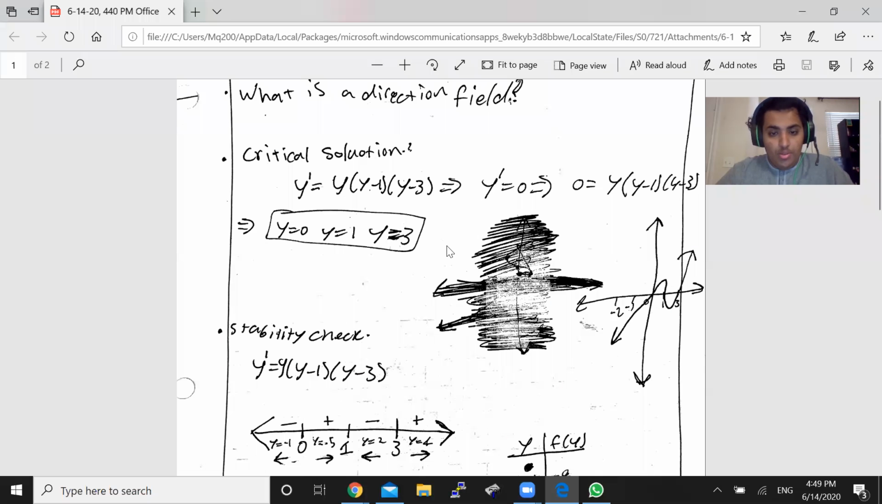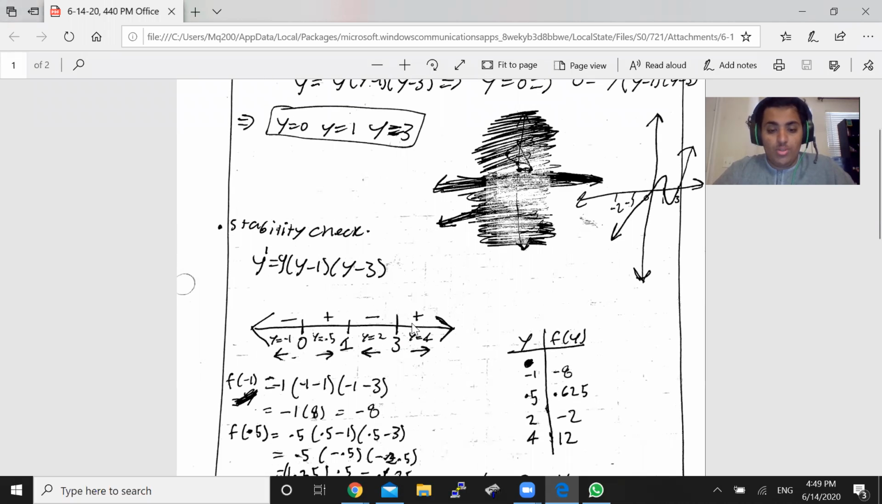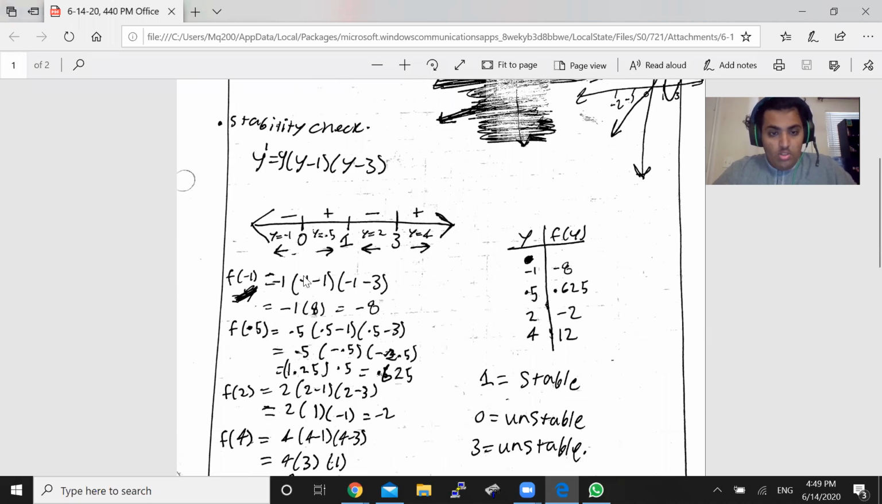Okay, let's go back to our paper here. Now we have to check the stability of the critical points. I'll explain what stability is later; it'll be better if I show you what I think it means. Our critical points on a timeline are 0, 1, and 3. To see which ranges are stable, I chose numbers between them: before 0, I chose -1; after 0, 0.5; after 1, 2; and after 3, 4.